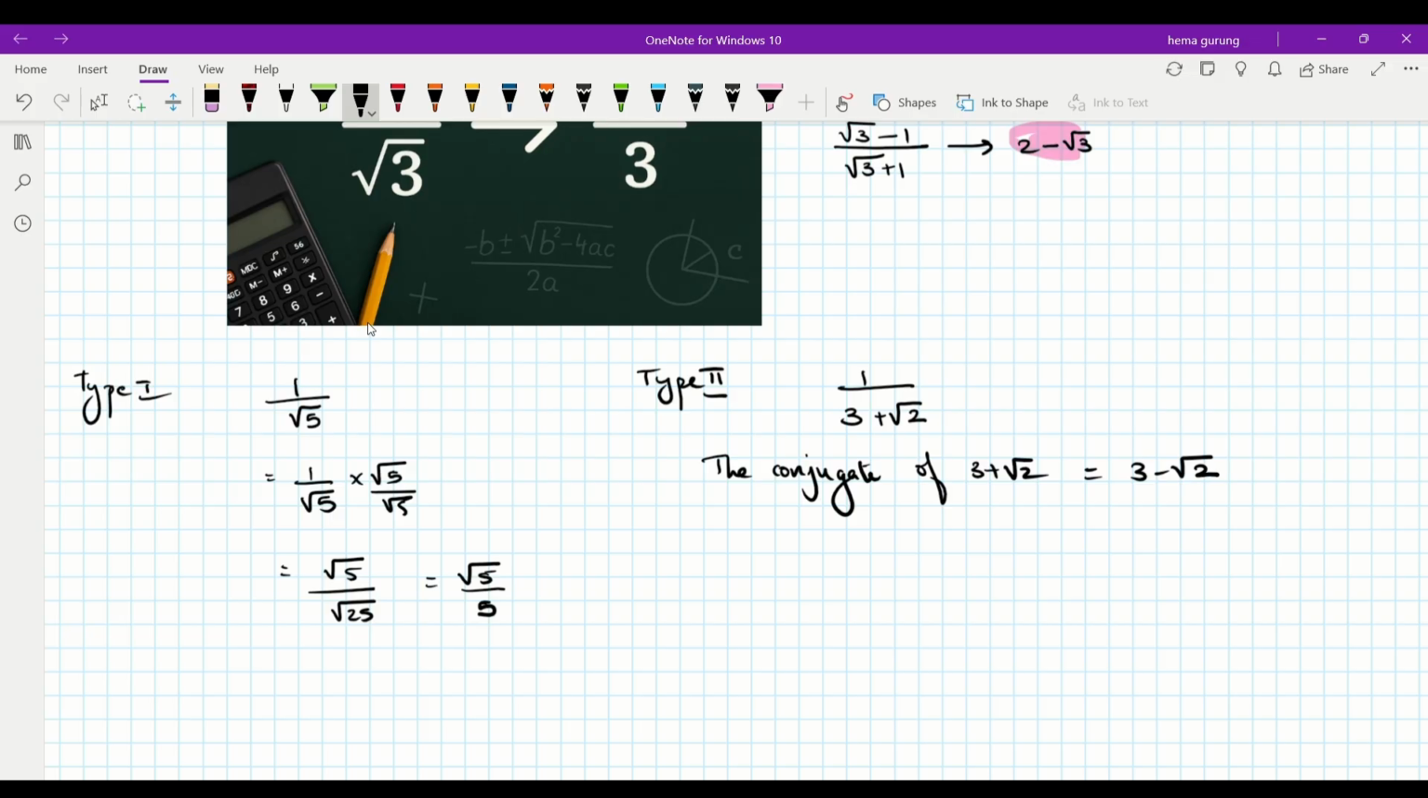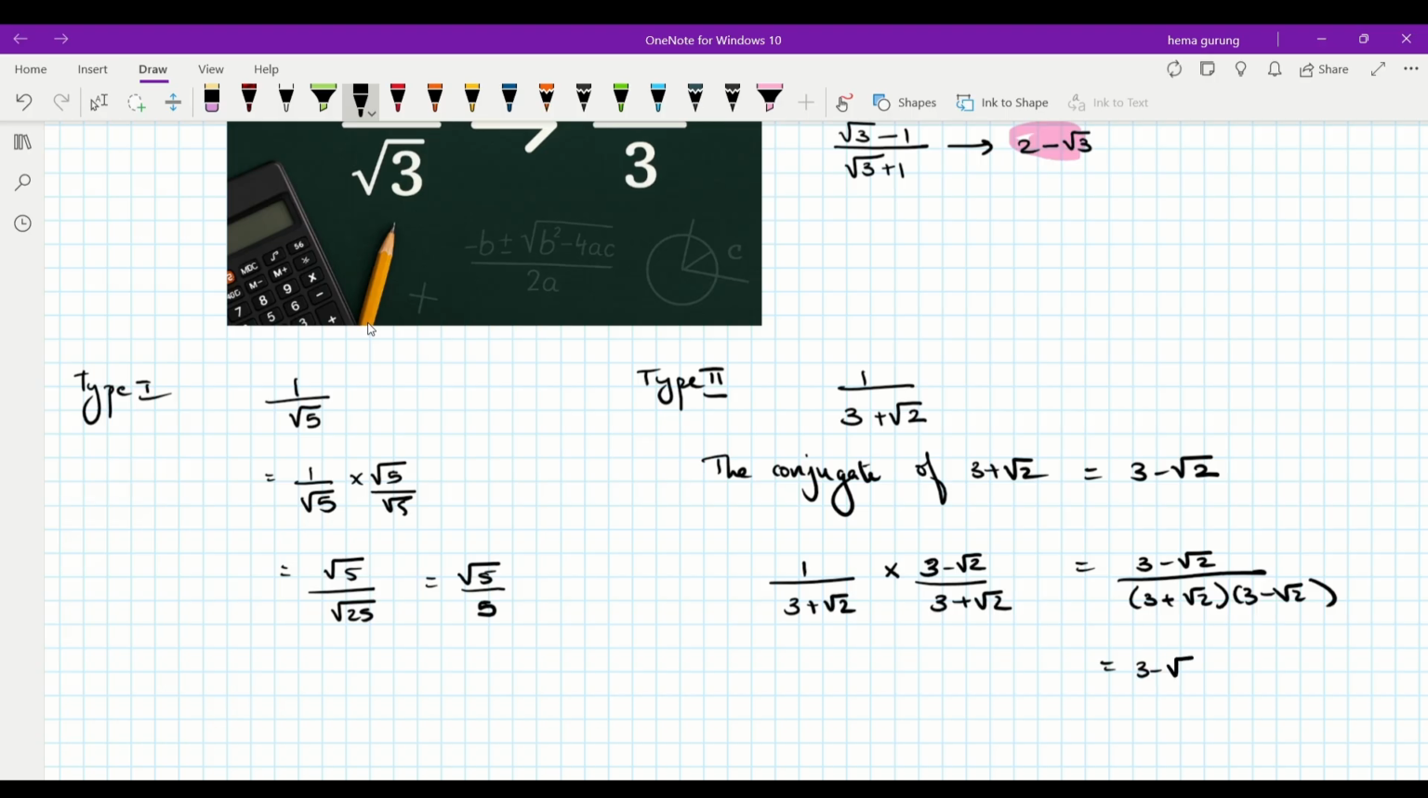Now how do we rationalize it? So I'll write the given expression first. Now to rationalize it, we multiply and divide by the conjugate. So 3 minus root 2 over 3 minus root 2. So it will be 1 times that, 3 minus root 2 in the numerator, and then 3 plus root 2 times 3 minus root 2 in the denominator.